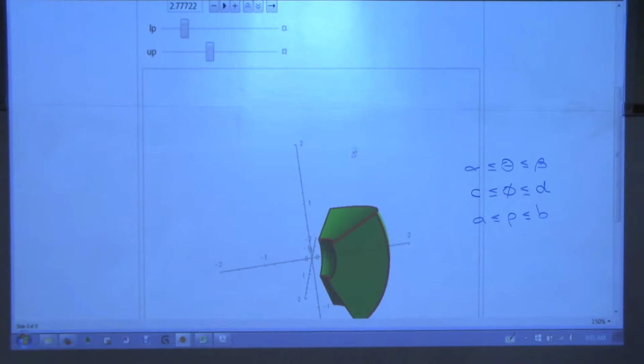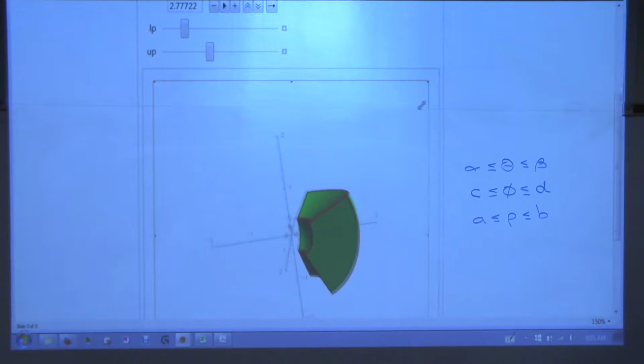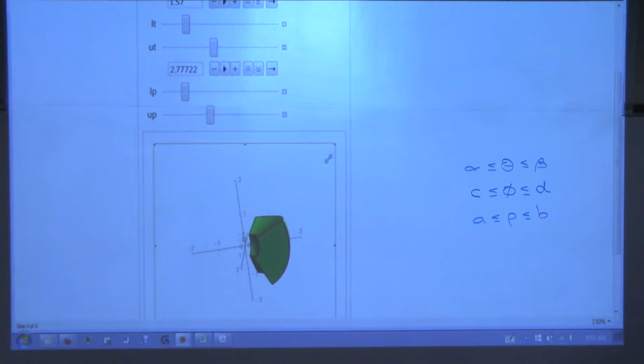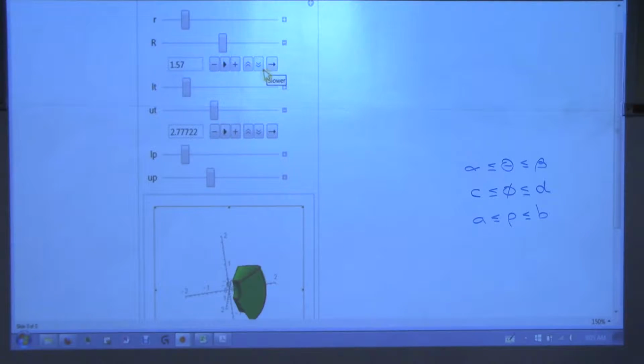Now I can adjust this, which I will, just to show you some different variations. Let me make this a little smaller so I can see what I'm doing. How about I let my radius go from the origin out.